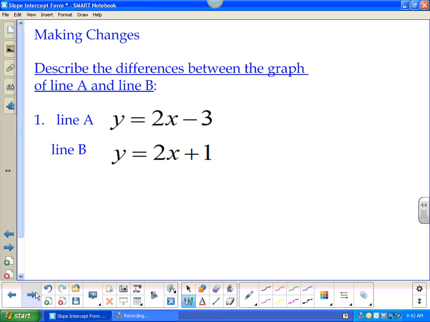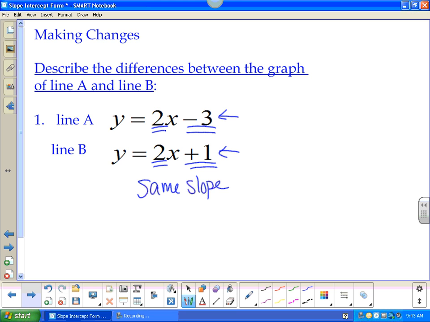Making changes to a graph. Describe the difference between the graph of line A and line B. Well, they're already solved for y. What do they have in common? Well, they have the same slope. So they will both rise 2 and run 1. But what is the difference from here to here? Well, his y-intercept is a negative 3. And his y-intercept is a positive 1.